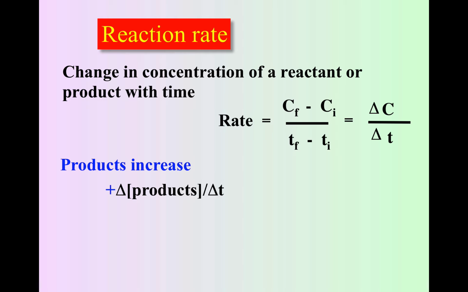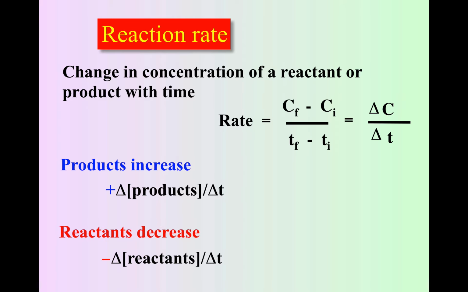Sometimes you see a positive sign in front of the change in concentration over time. That's referring to how fast the products are appearing. Sometimes you see a negative sign, and what they're referring to there is how fast the reactants are disappearing.